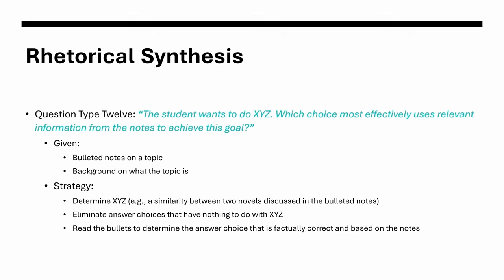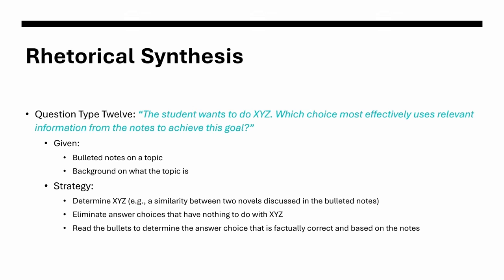Whatever. Here's the thing about this question. This is why this is the easiest question on the SAT, because a lot of the answer choices have nothing to do with XYZ, right? The student wants to do XYZ. Let's say the student wants to make a claim. 9 times out of 10, 3 out of those 4 options are not even going to be a claim. They're not even going to make any sense at all, right? And you can eliminate those so easily. Just take them out, right?